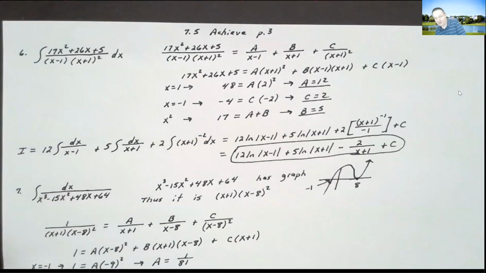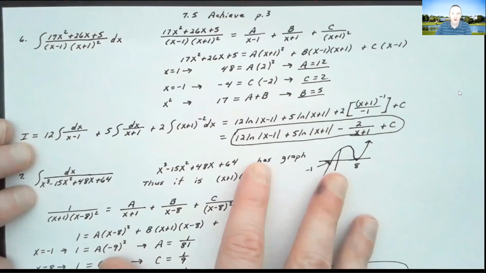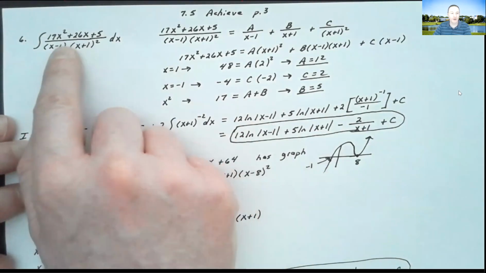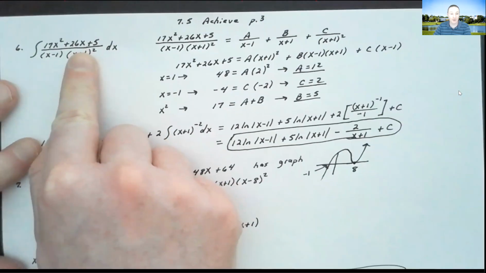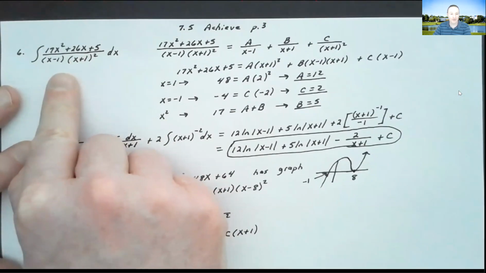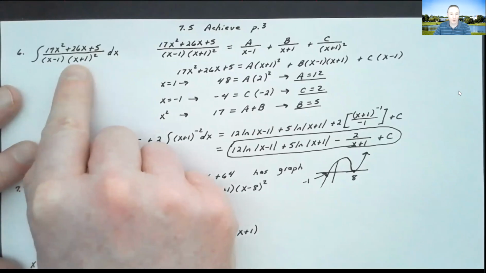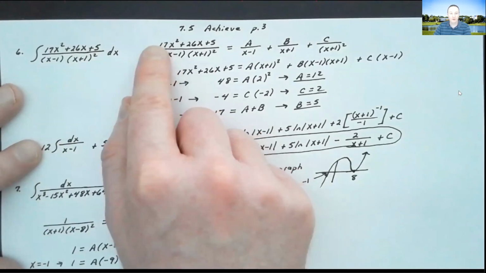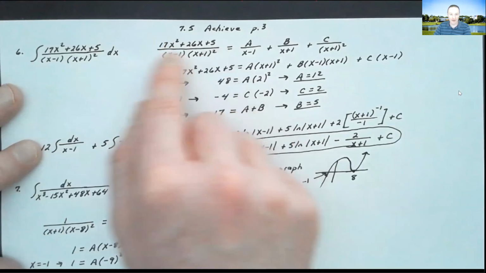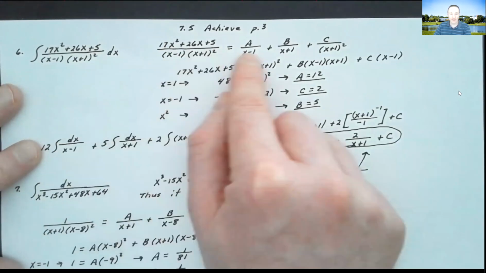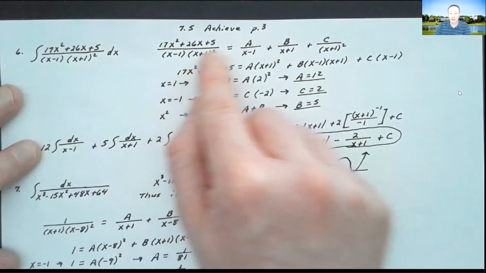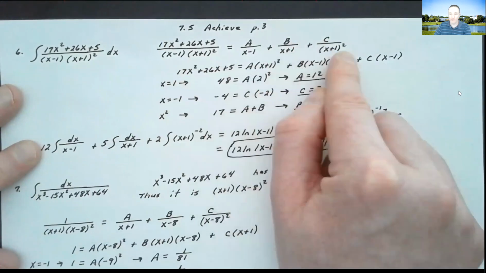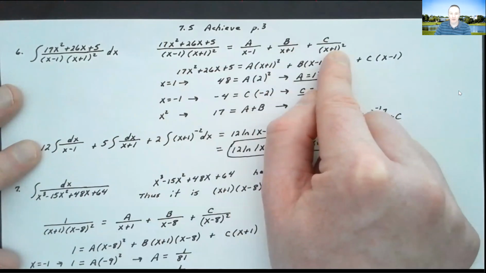So the problem we need to be looking at is this one. And what it entails is a very similar problem. We have the integral of 17x squared plus 26x plus 5 divided by the quantity x minus 1 times the quantity x plus 1 squared. All right, so I algebraically simplified that by just saying over every linear factor, I need a constant numerator. In this repeated linear factor, it will need 2 separate numerators, 1 over each power of that linear denominator.